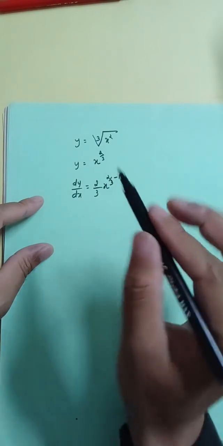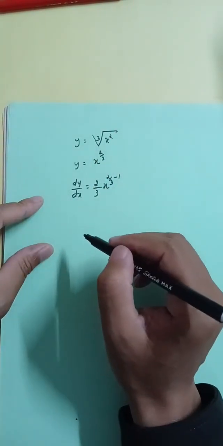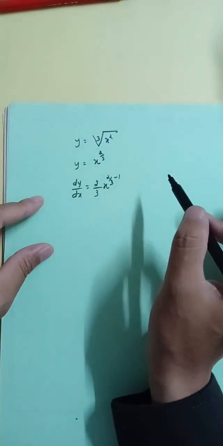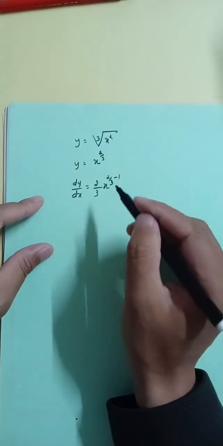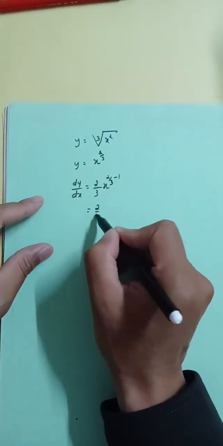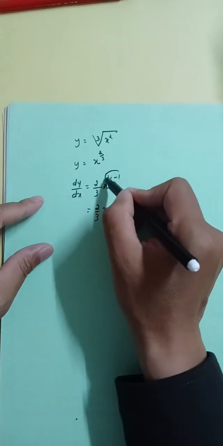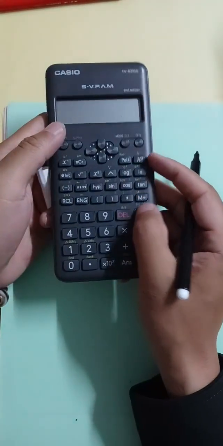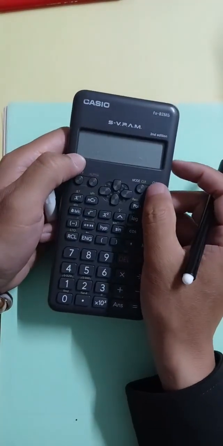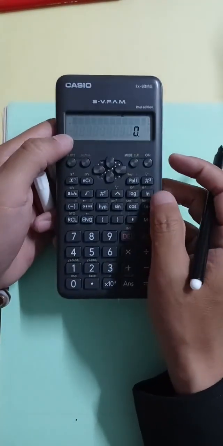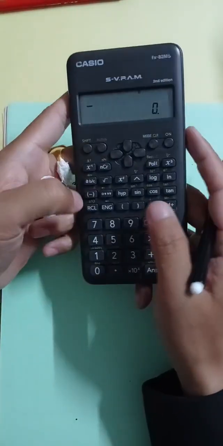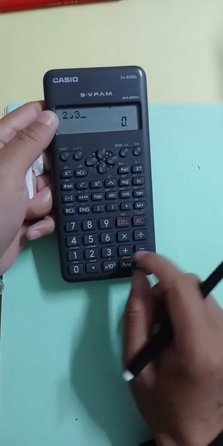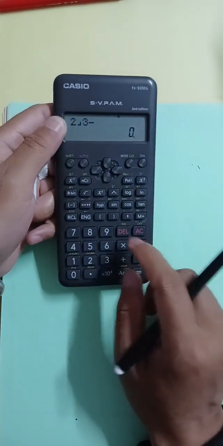So power rule, when the variable is in the denominator, you need power rule everywhere. Without power rule, no way. So 2 over 3 x raised to, now simplify this one. Simplify without a calculator. So 2 over 3, take 2 by 3 minus 1.